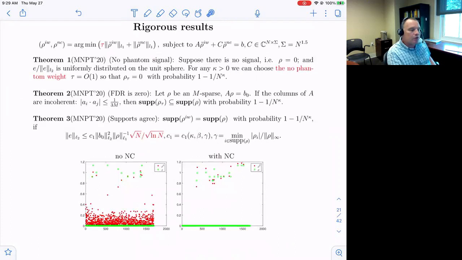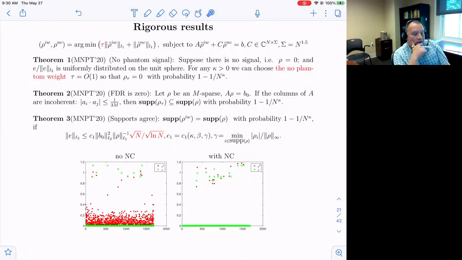The first one, we call it no phantom signal, says the following: no matter what, we can choose weight so that no matter what kind of noise you have, you never recover anything. So if there is no signal, you will see no grass. There's no noise, no matter. And this result is independent of the strength of the noise. So noise could be as large as you want. If there is no signal, you will see no phantoms.